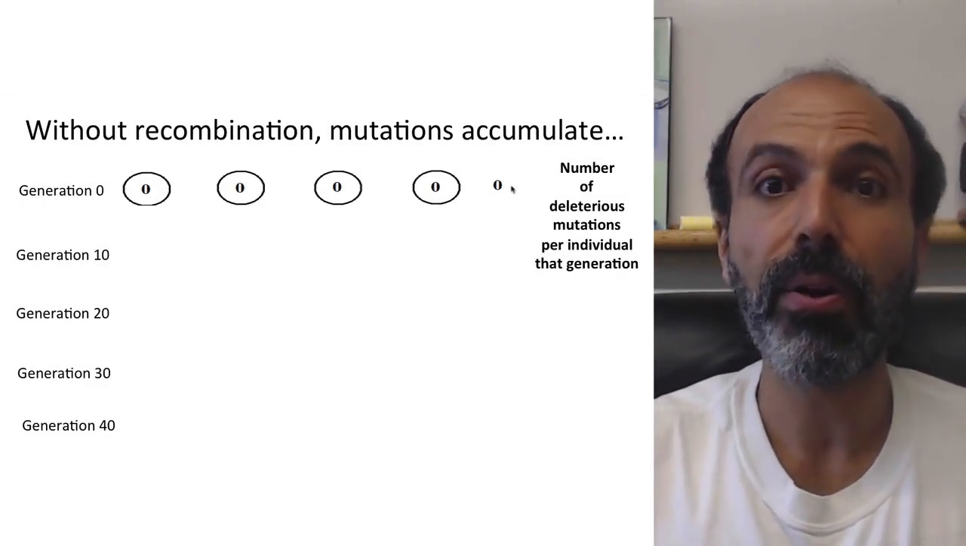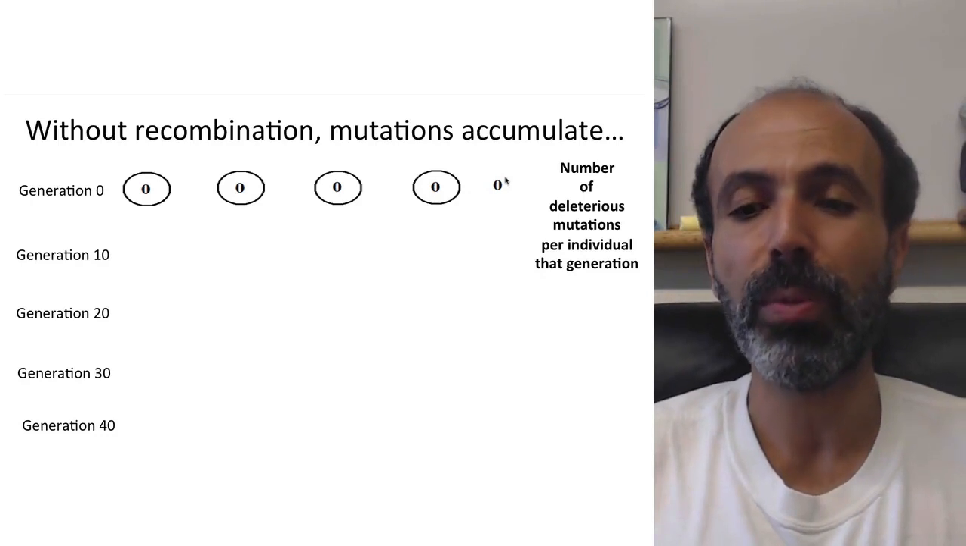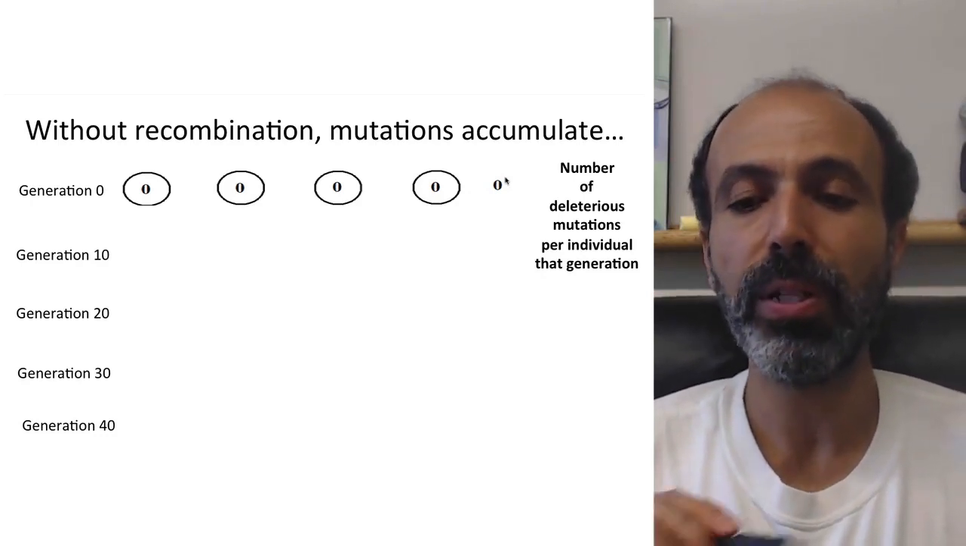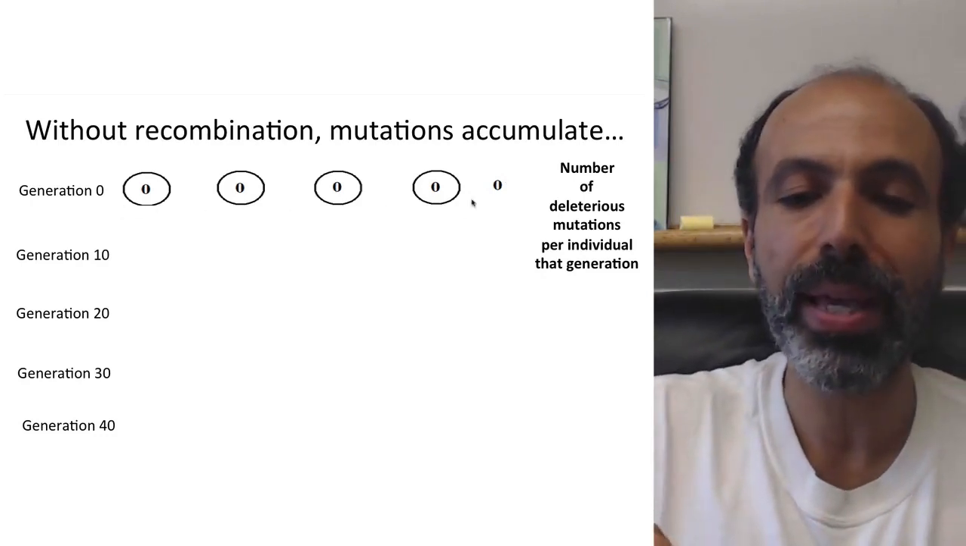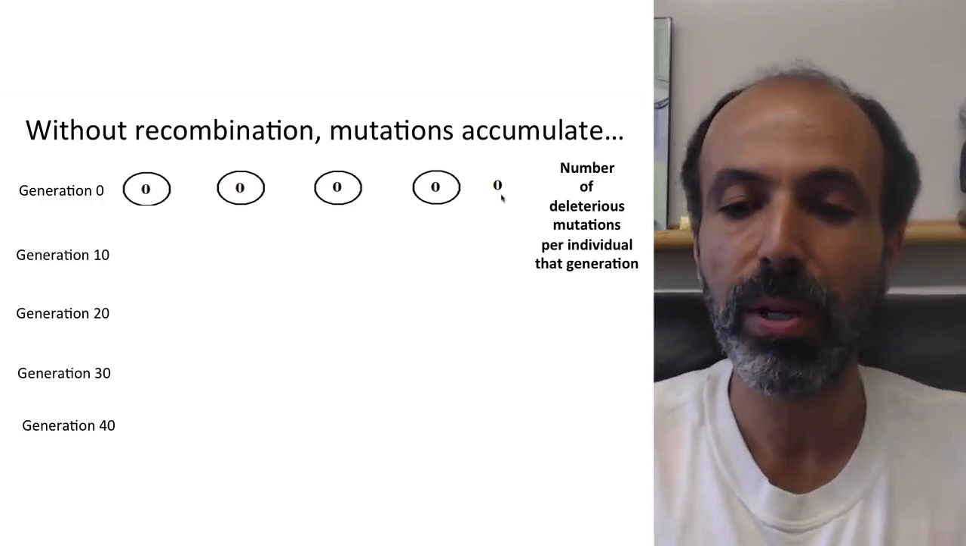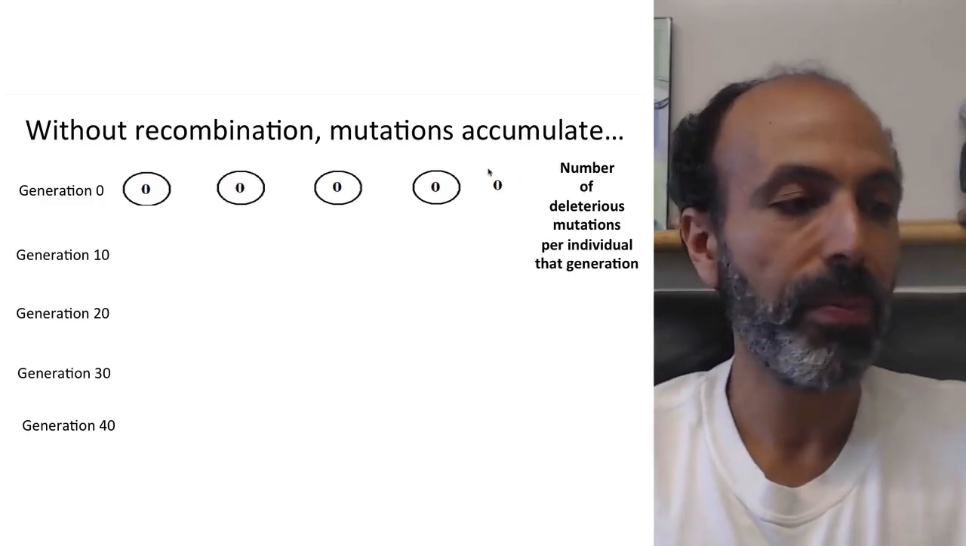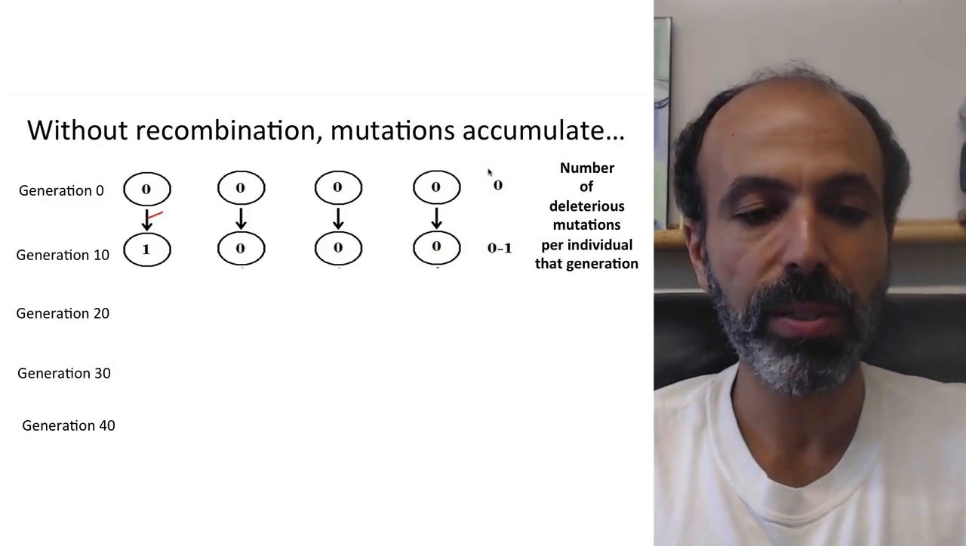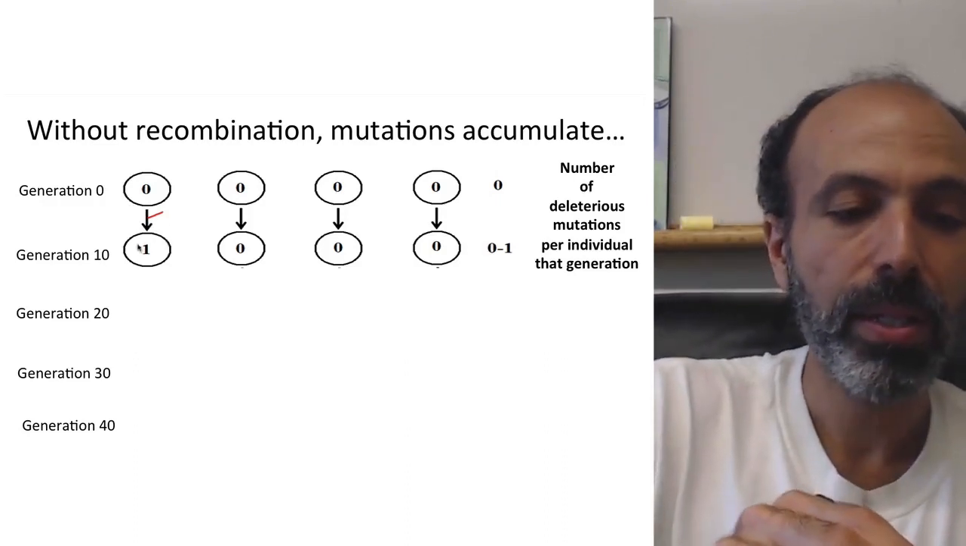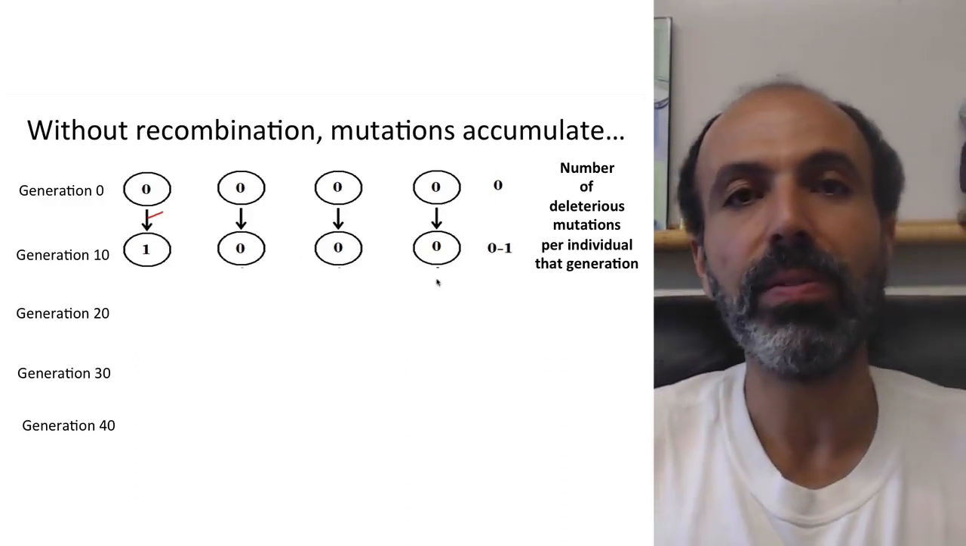This right here on the far right is depicting the number of detrimental mutations that we have per individual in that generation. So in this case, nobody has any bad mutations. Everybody's got a 0, and the range we see here is a 0. So let's wait 10 generations. Oh, we had a little mutation arise here. So this individual is a little bit less fit than all the rest of these.